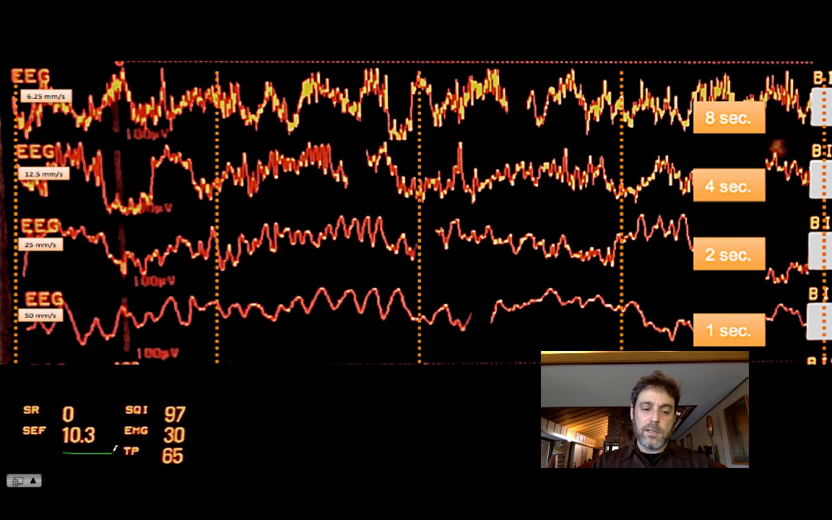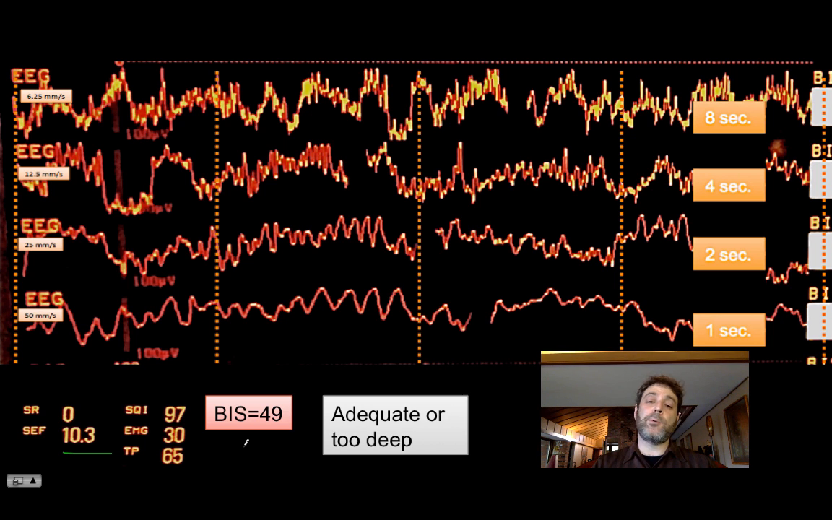There's our spectral edge. This is consistent to me with relatively deep anesthesia. So adequate or deep would consider lightening. This is 49. Don't know what to make of that, but based on the EEG, this is adequate or deep.